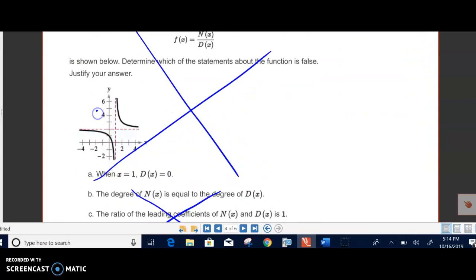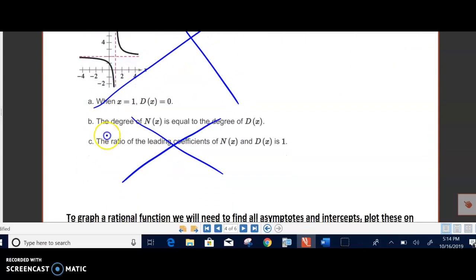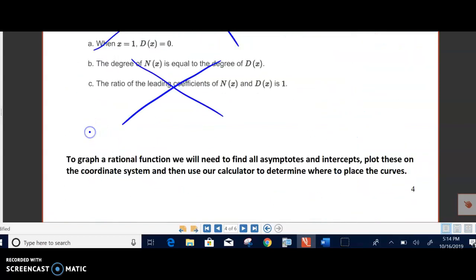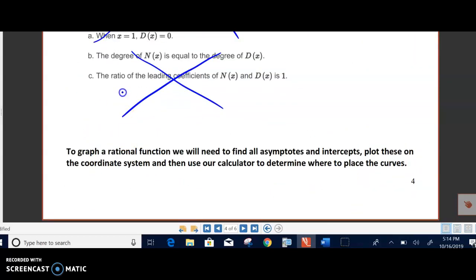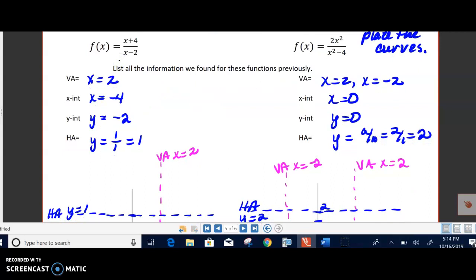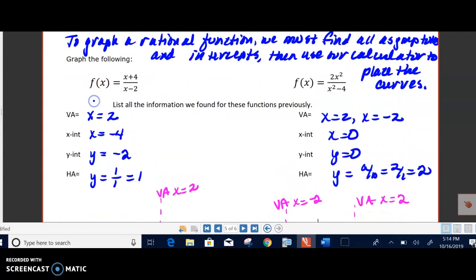Okay, I didn't particularly like this problem, so I'm skipping it. And so let's go and graph. To graph a rational function, you want to find the asymptotes, the intercepts, mark those on your graph, then use your calculator to place the curves. So we did all the information for these before.